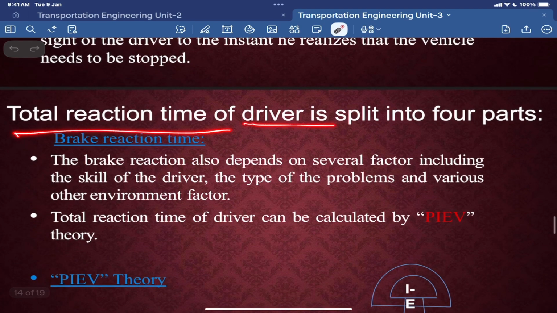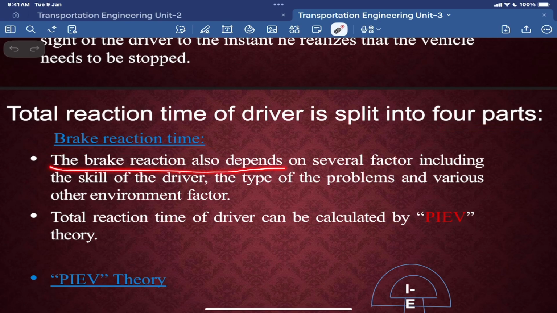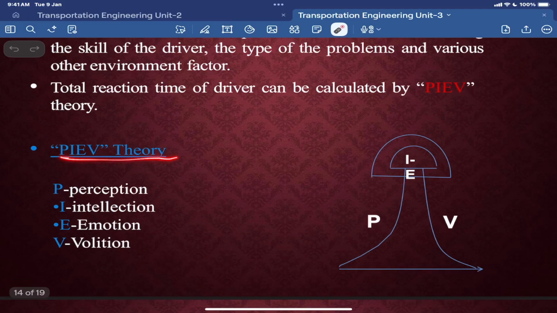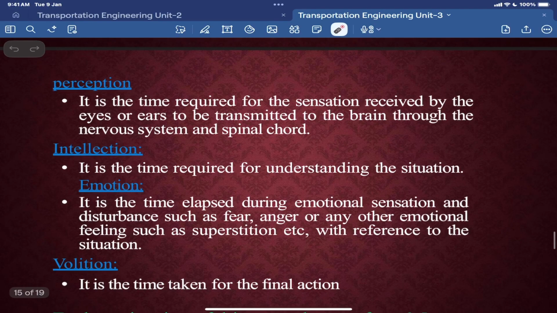Total reaction time of driver is split into two parts. Brake reaction time also depends on several factors including the skills of the driver, the type of the vehicle, and various other environmental factors. Total reaction time of driver can be calculated by PIEV theory: perception, intellection, emotion and volition. Perception is the time required for the sensation received by the eyes or ears to be transmitted to the brain through the nervous system and spinal cord.